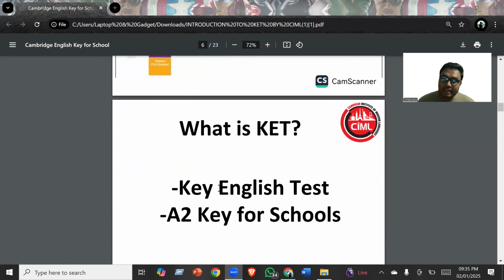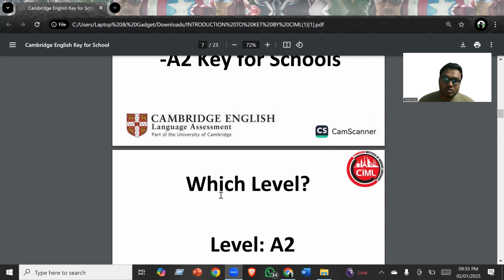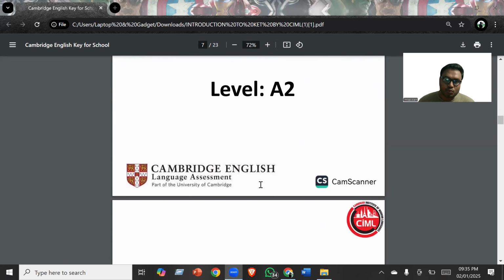Now, what is KET? KET is basically Key English Test. It is part of the Cambridge curriculum, and you can also call it A2 Key for Schools. You can see the logo of Cambridge. Now, which level? The level is A2.